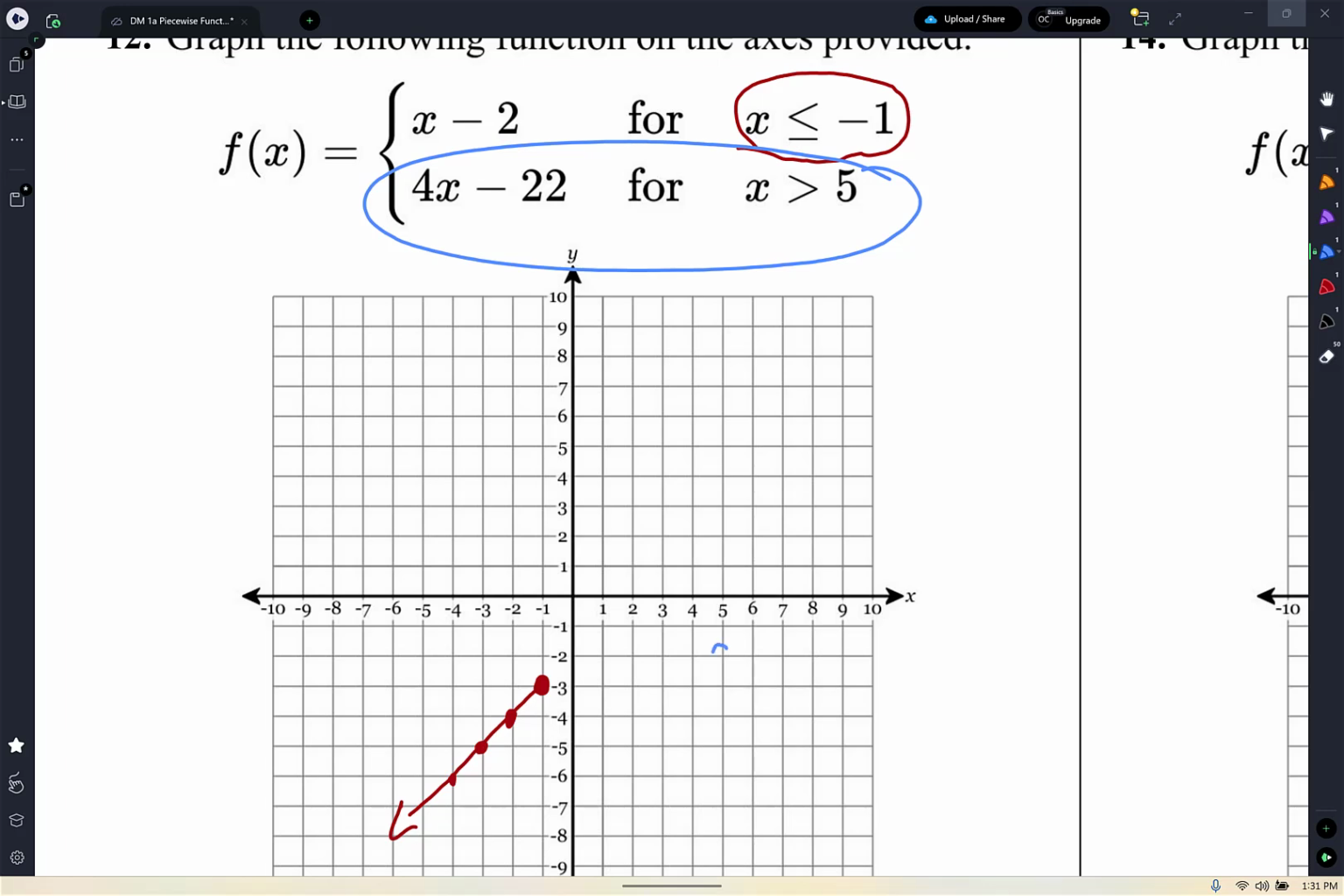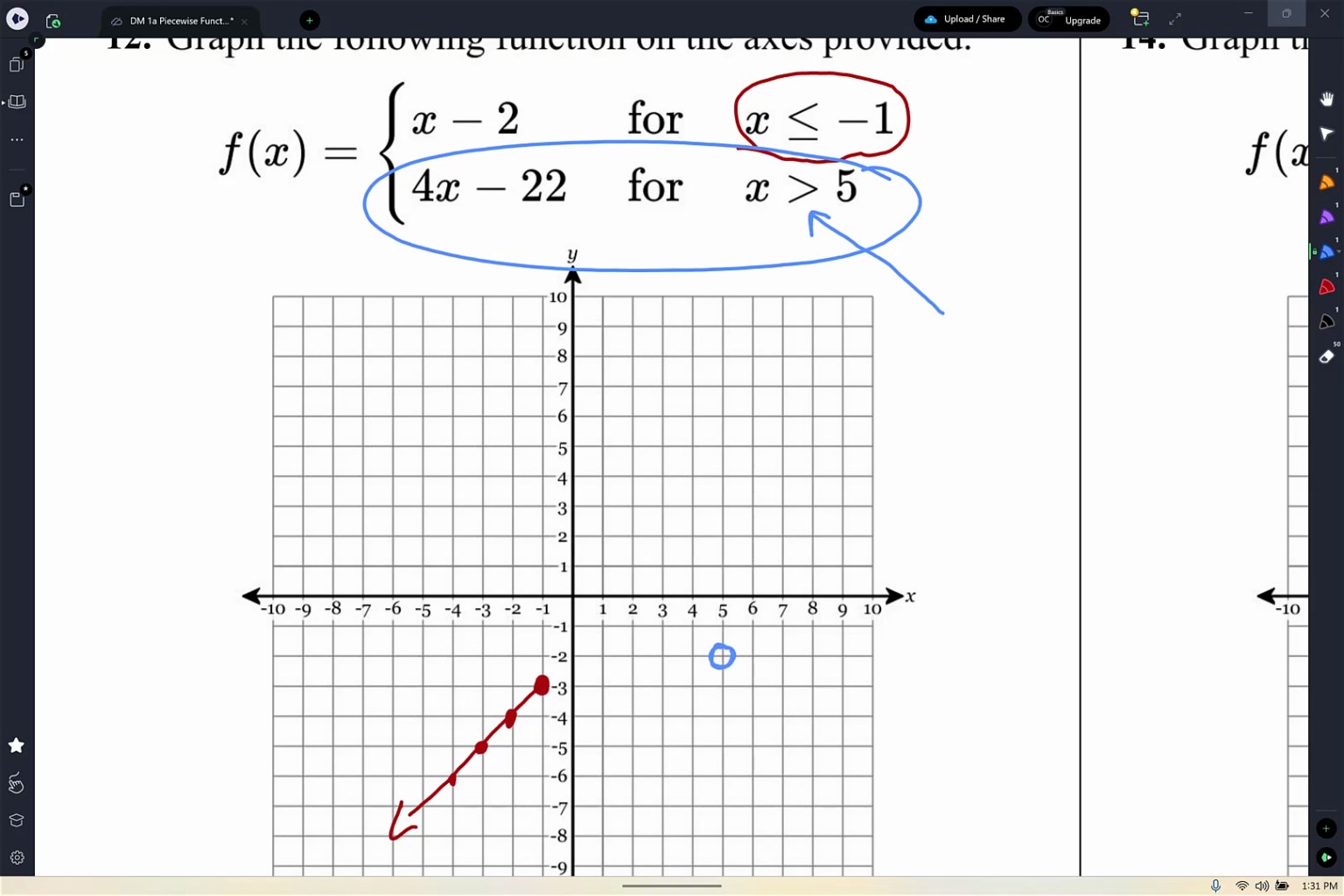Open or closed? Open. What's the slope of that expression in sky blue? 4. Yes. Open, because I don't have an equal sign right there. It just says x greater than 5. So at 5, you're not actually defined, and because you're not defined, you put an open circle. Good question. Slope of 4, guys.